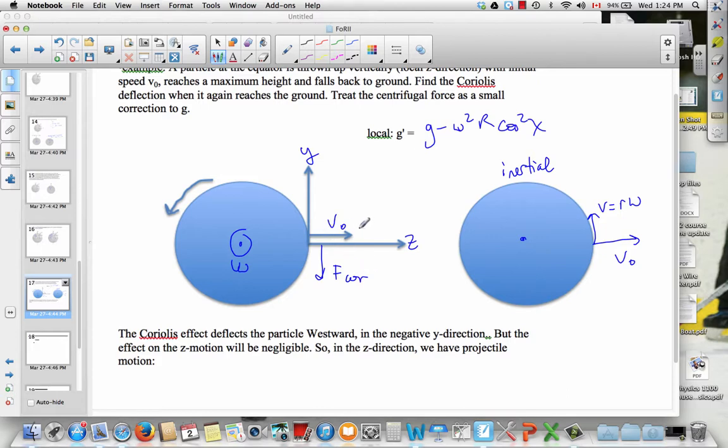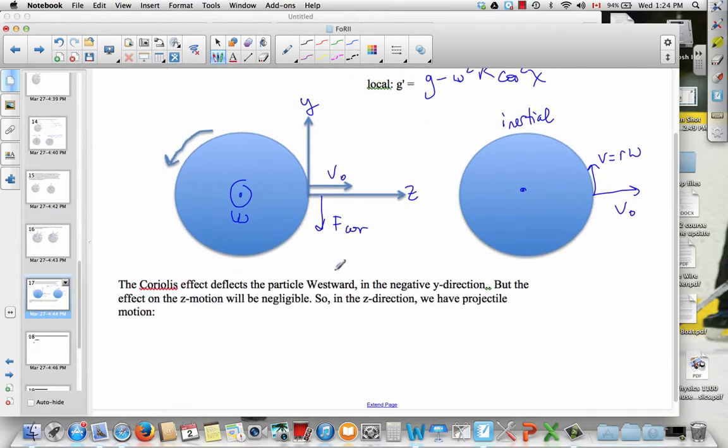So point the fingers of your right hand in the direction of the velocity, and then curl them towards omega, and you get a right-hand rule force that's in the negative y direction. And we'll explain later how to reconcile that with what goes on in the inertial frame. It's a little bit harder. Now, that Coriolis force in general is quite small.